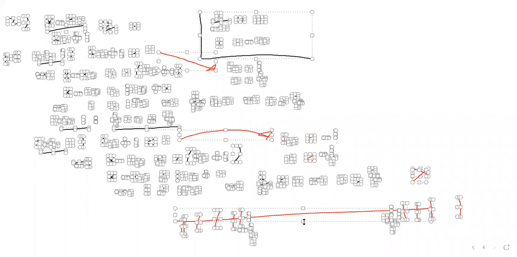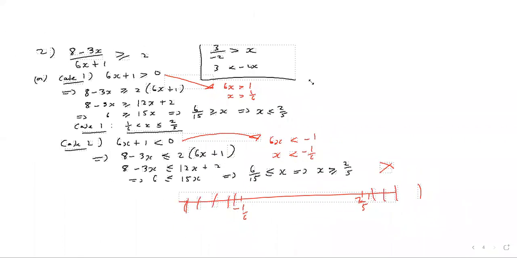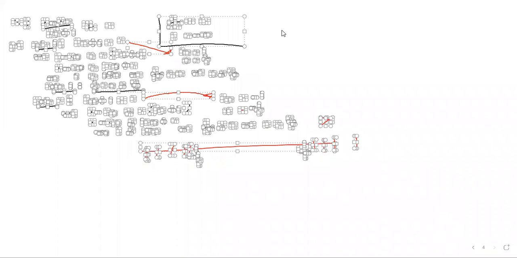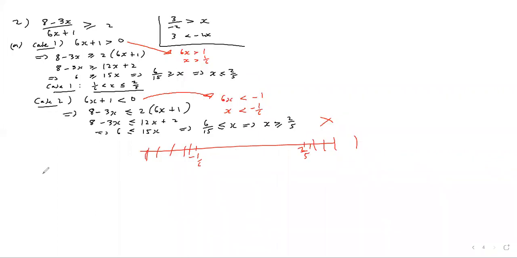Technically, we've got one more case to consider, and that's the case when the denominator actually does equal 0 itself. So case number 3. This is when 6x plus 1 actually equals 0.